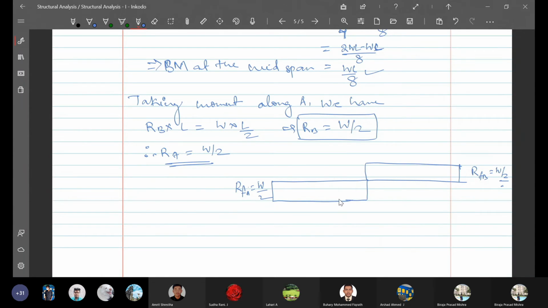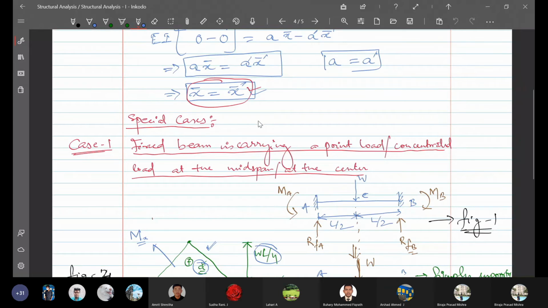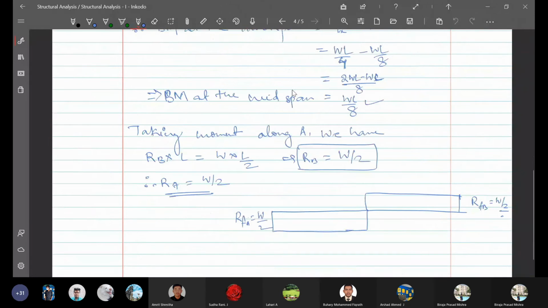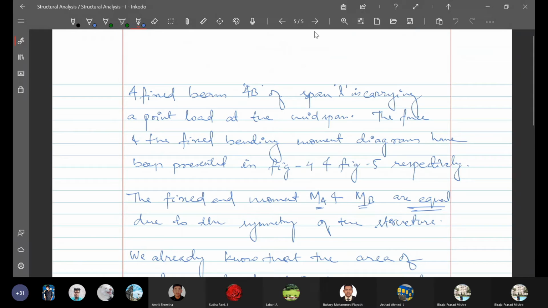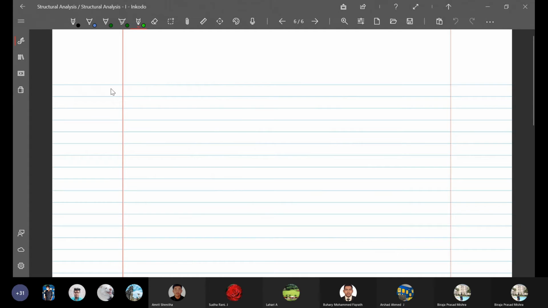So now what do we need to calculate more? We need to find the slope and deflection. Okay, let's go to the next one. I'm continuing the same case one, so the next thing to find is the slope and deflection. Let me change the ink. The next heading is slope and deflection. Anyone having any doubt till now?